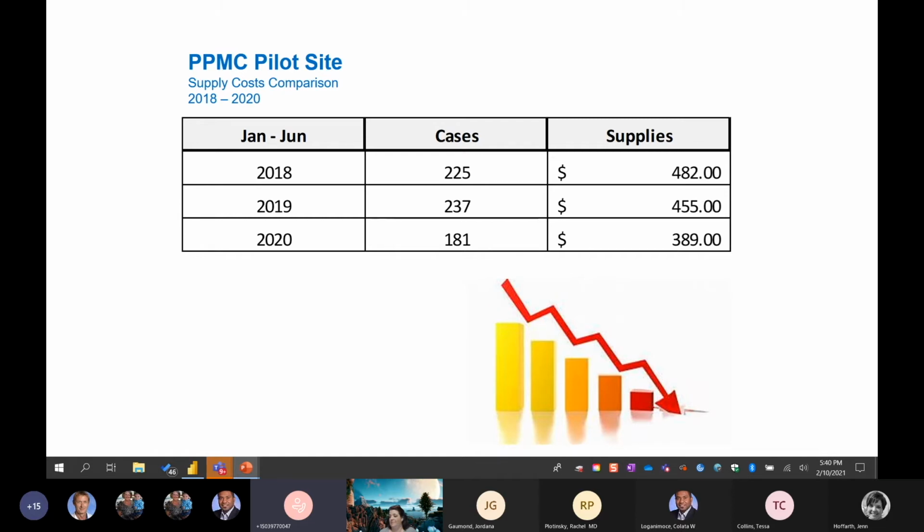And you can see in 2018, the cost of the supplies for a single case was $482. And when you go to 2020, it decreases to $389 as we continue to remove a lot of the excess from the pack, refine the pack a lot more. It's almost $100 per case that we're able to decrease costs. Next slide.